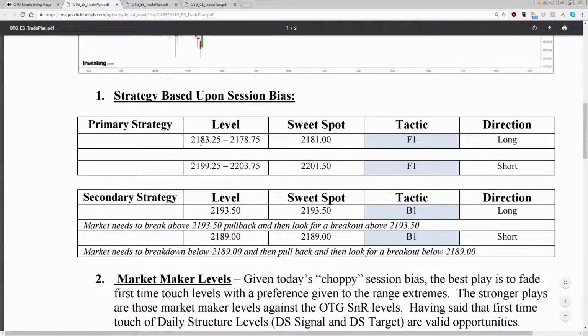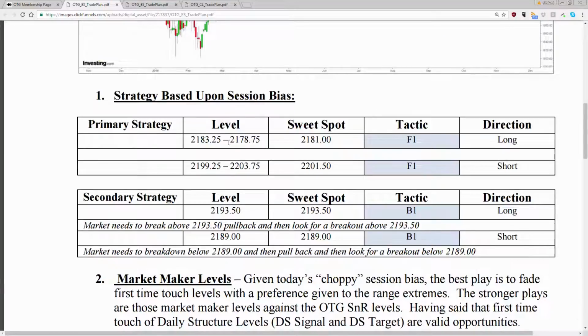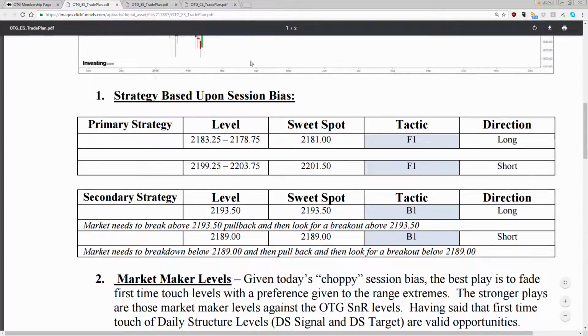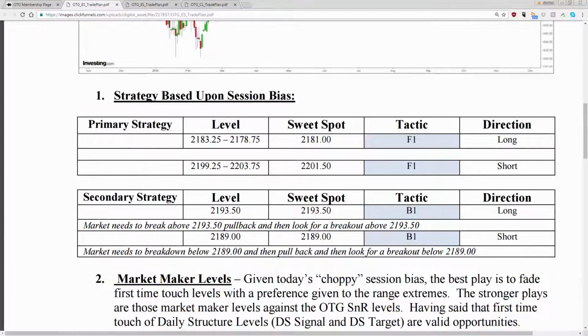A couple things that I want to look at here. Our primary strategy had us looking long from 21.83 quarter down to 21.78.75. This was the zone. You have to pick a spot that you call the sweet spot, and that's kind of the middle between these two zones. But this zone of influence was the area that we were looking to potentially get long today, or for the market to react and rally out of that area.